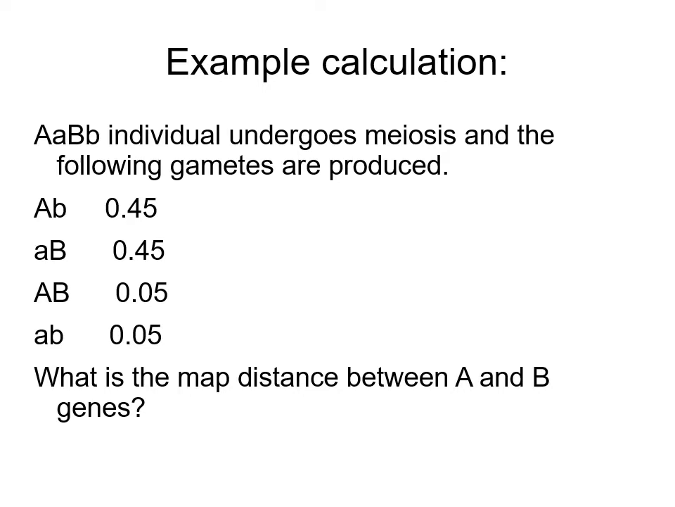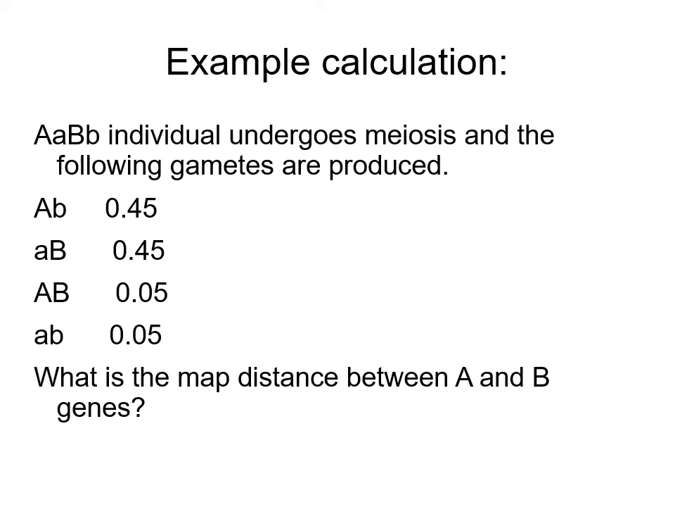Okay, so here's an example. Now you can't know what these numbers are going to be ahead of time because it depends on how far apart the genes are. And so this is just an example to show what kind of calculation needs to be done. Okay, so we've got a big A, big B, little b individual. They undergo meiosis, and we're producing the following types of gametes. Big A, little b, 0.45, little a, big B, 0.45, big A, big B, 0.05, little a, little b, 0.05.